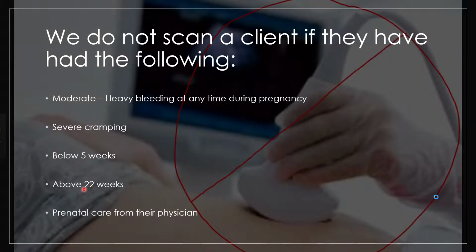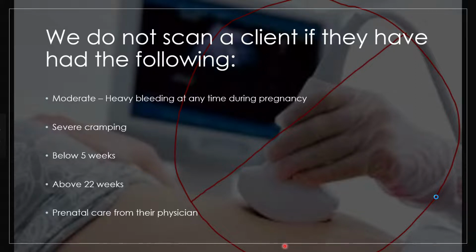So this may be one of the policies that varies depending on what facility you're at, so you want to make sure that this lines up. But for most facilities, we will not scan a client if they have had the following. If they have had moderate to heavy bleeding at any time during their pregnancy, we will not scan them. Severe cramping, those are things that can suggest an ectopic pregnancy, which is something that they would need to see a physician about right away. And we're not diagnostic, so we want to make sure that we do not blur the lines there. So we do not scan patients that have had those symptoms.